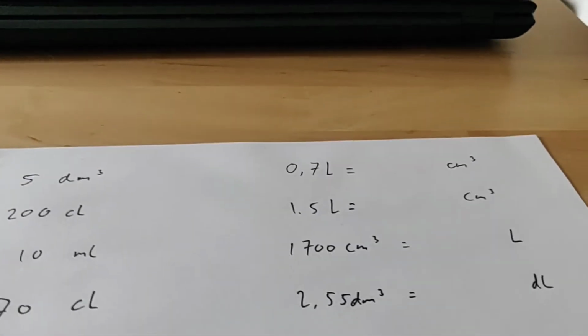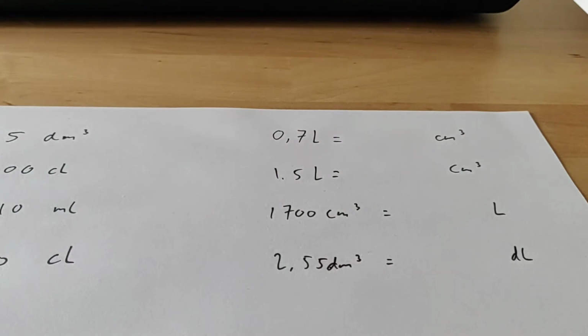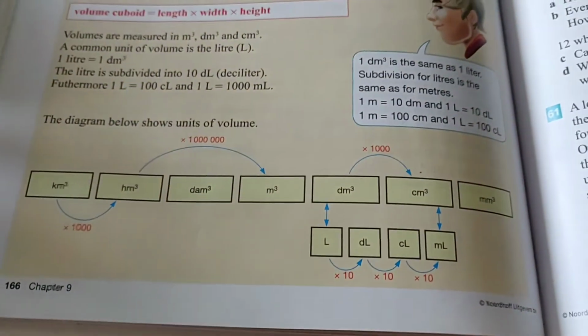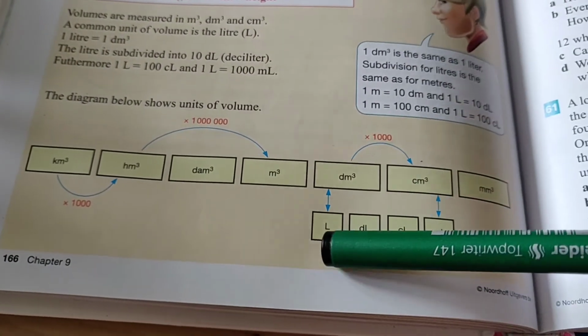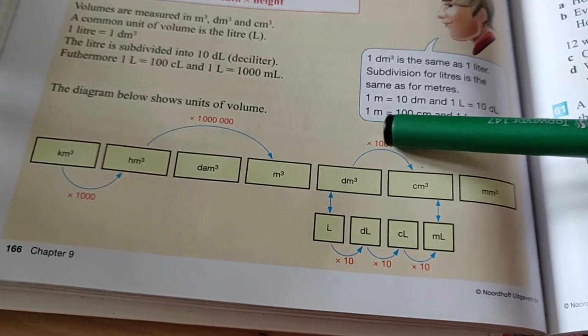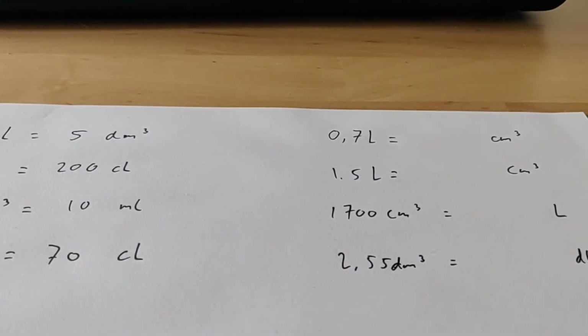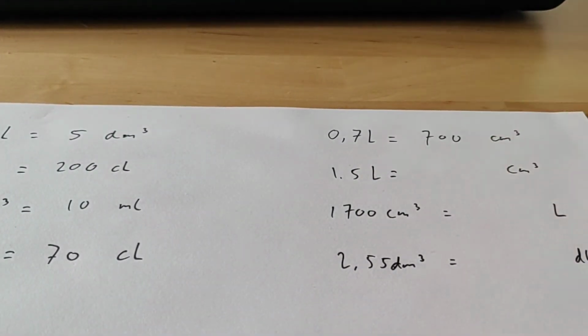Now 57 has a couple more questions. Here we go from liters to cubic centimeters. So let's see how that goes. If you go from liters, you need to go to cubic centimeters. So we can go one row up, nothing changes, and then times 1000. So we have to do that times 1000, so you get 700.